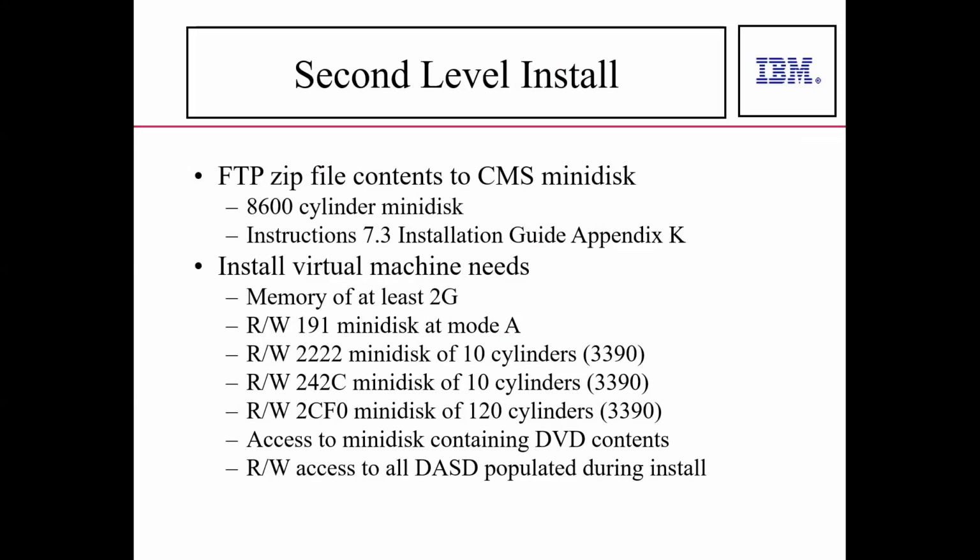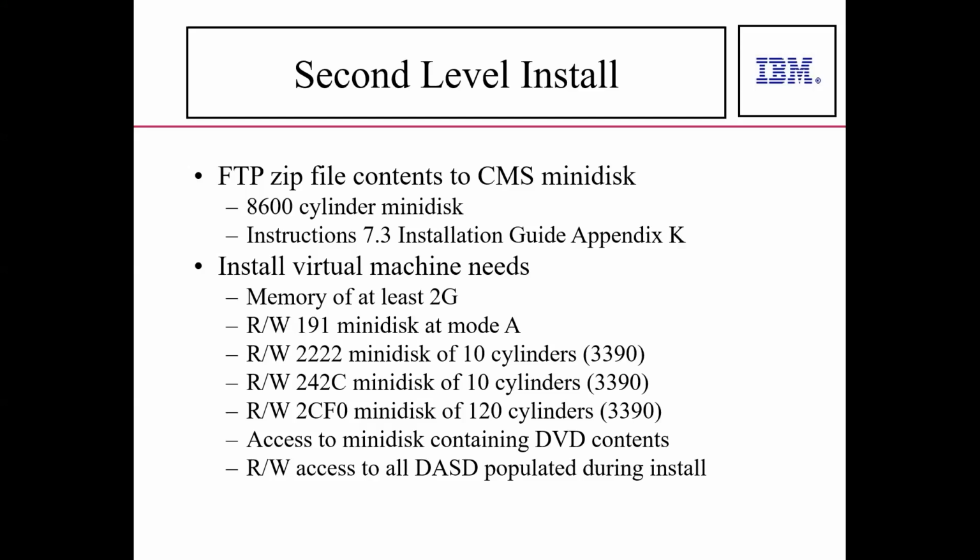So to do a second level install, again, the benefit of second level is I don't need to have an FTP server or HMC, DVD, or USB. I can put all the install material on a CMS mini disk. For 7.3, it requires about 8,600 cylinders for that mini disk, and there's instructions in the installation guide, Appendix K, that go over the concept of FTPing it from your workstation, for example.